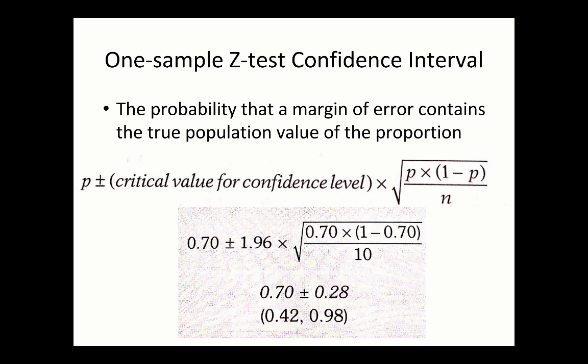The first thing we need to do is take 1.96 and multiply the number by the square root of 0.7 times 1 minus 0.7, divided by 10. The result is 0.28. Next, we need to determine the upper and lower extremes of our confidence interval, also known as the margin of error. To find the lower extreme, we take 0.7 minus 0.28 and get 0.42. To find the upper, we take 0.7 plus 0.28 and get 0.98. The result is that we are 95% sure that the interval from 0.42 to 0.98 contains the true population proportion of flu vaccine compliance.